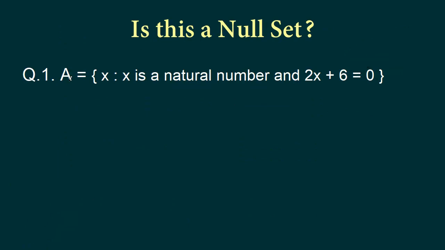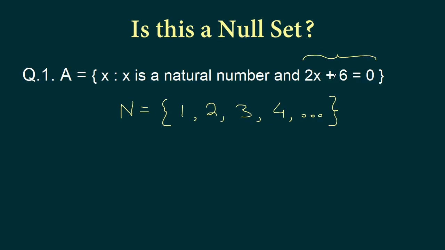So here set A is defined as it contains element x is a natural number, and also 2x plus 6 is equal to 0. Now we know what are natural numbers. The natural number collection is simply represented by uppercase letter N, and these numbers are 1, 2, 3, 4, so on and so forth. This collection of numbers, we know they are natural numbers. So x has to satisfy this. Also, x has to satisfy this condition.